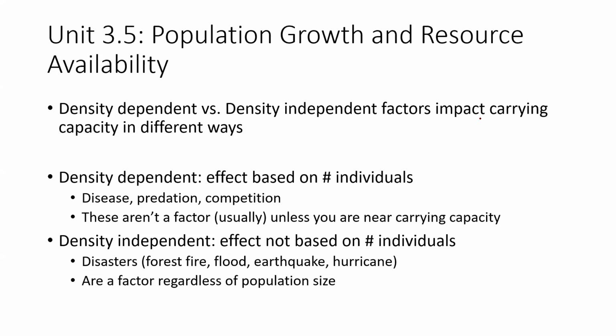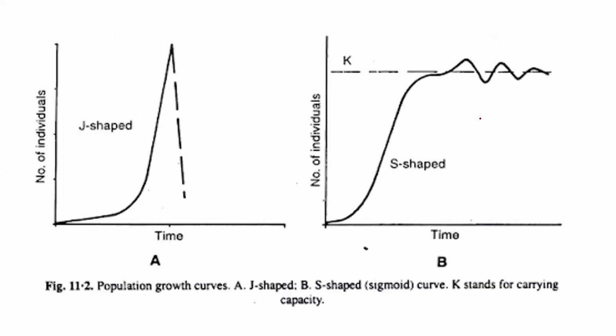Density independent factors have an effect not based on the number of individuals. These are like disasters. They affect everyone the same no matter how many you have. So forest fire, flood, earthquake, hurricane, they're a factor regardless of the size of the population.